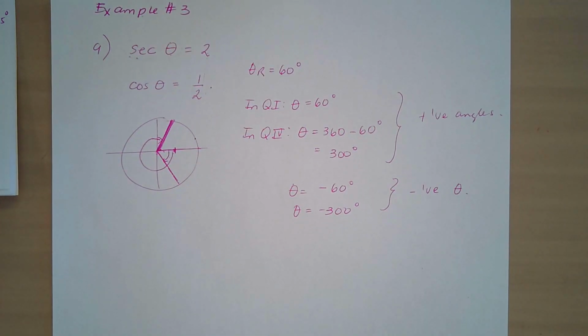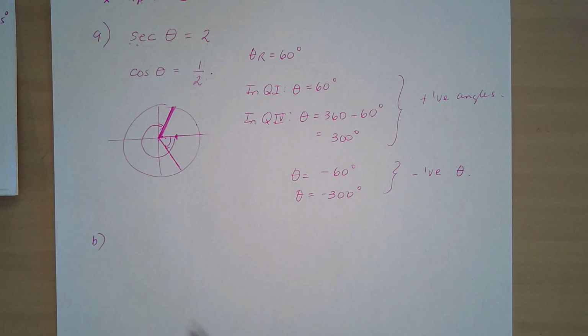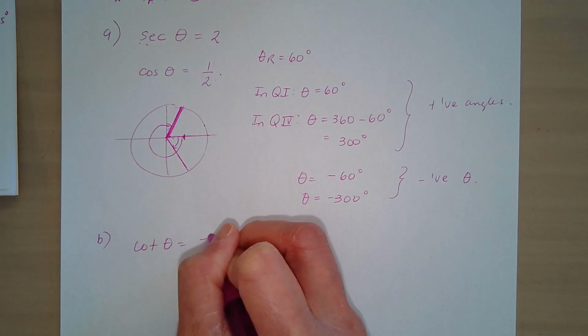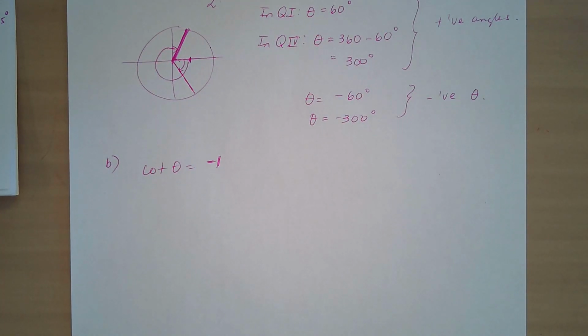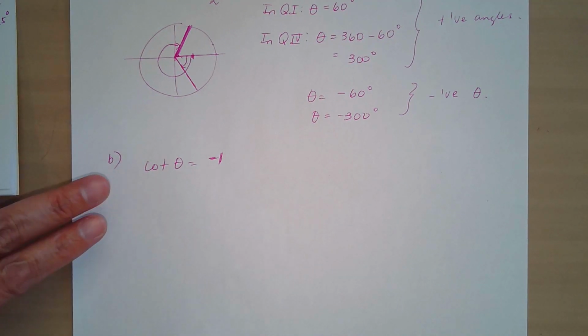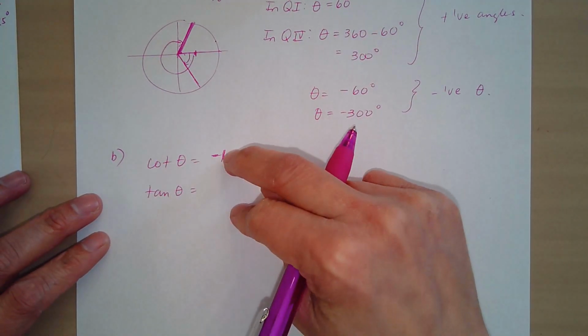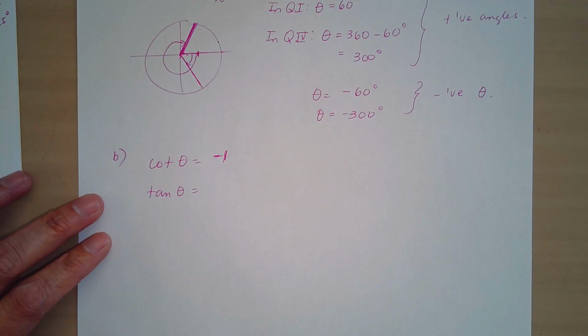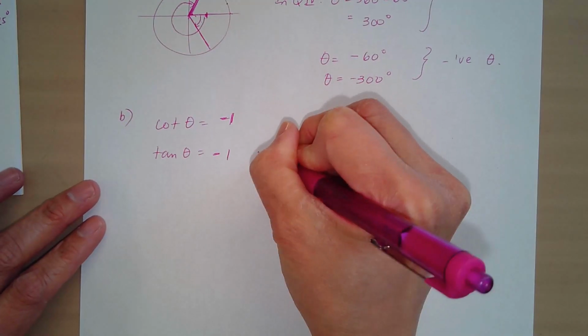Good. So far so good? Letter B: cotangent. What do you think is the first thing we gotta do? Find the reciprocal. So tangent of theta is equal to the reciprocal of negative 1. What's the reciprocal of negative 1? It's also negative 1.